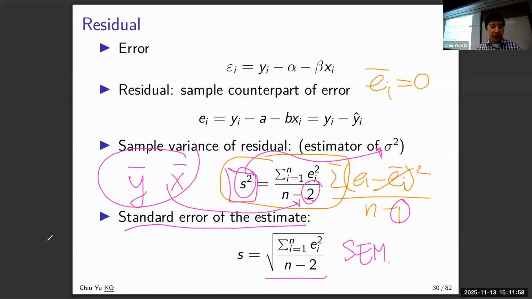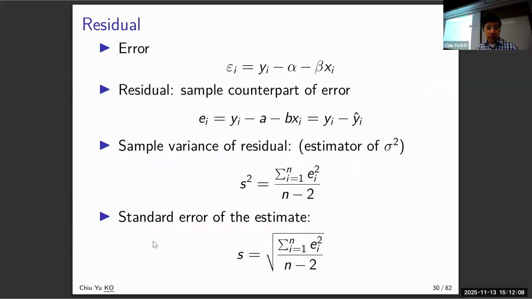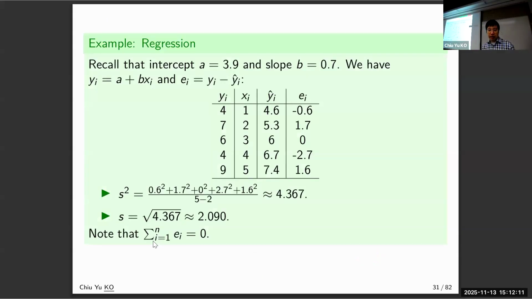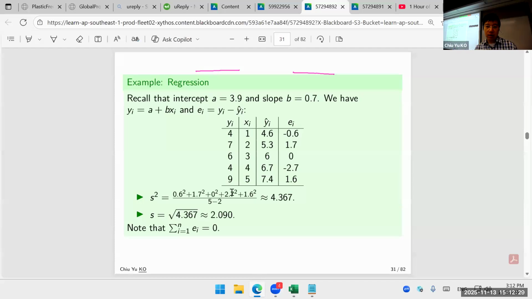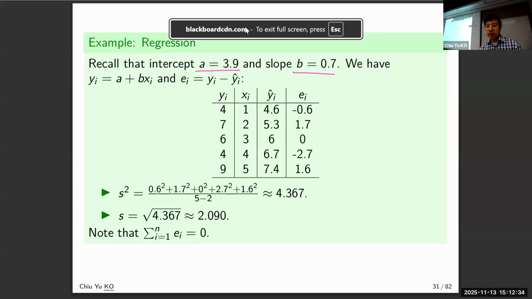Let me show you the calculation, and then I'll see if I can switch to Excel. So here is the calculation. Make sure that everyone knows what we are doing. We have shown this A and B already. If you are not happy, we can go back there. So we calculate that.